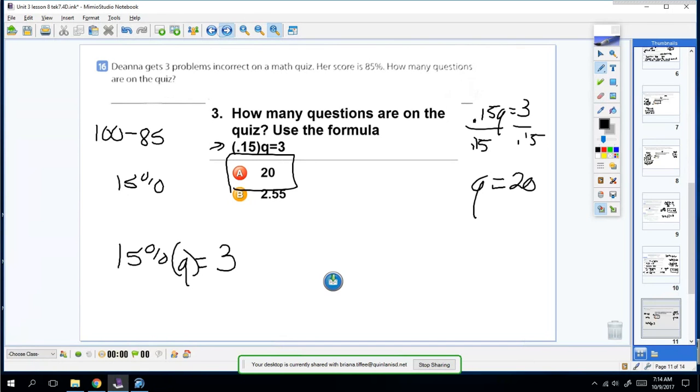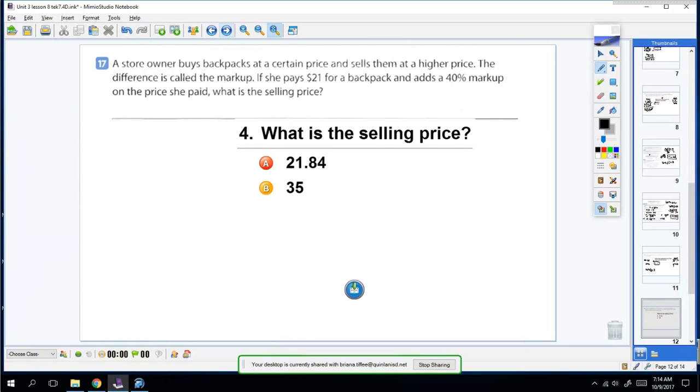Anyway, let's try another one. A store owner buys backpacks at a certain price and sells them at a higher price. The difference is called the markup. If she pays $21 for a backpack and adds a 40% markup on the sale price, what is she selling?